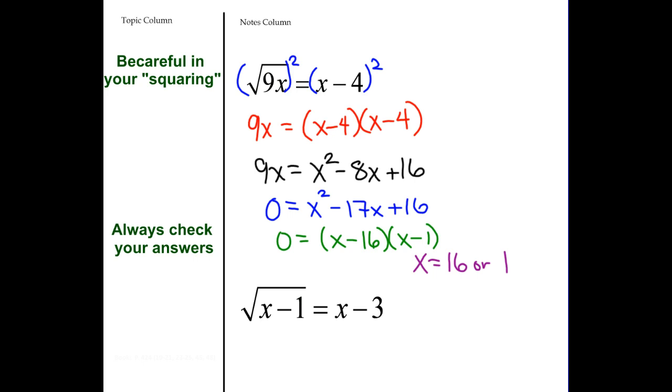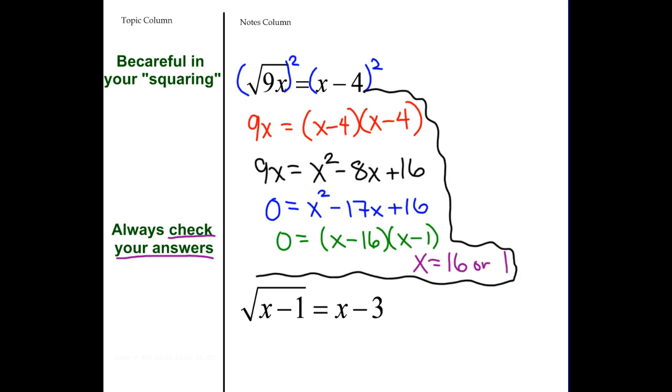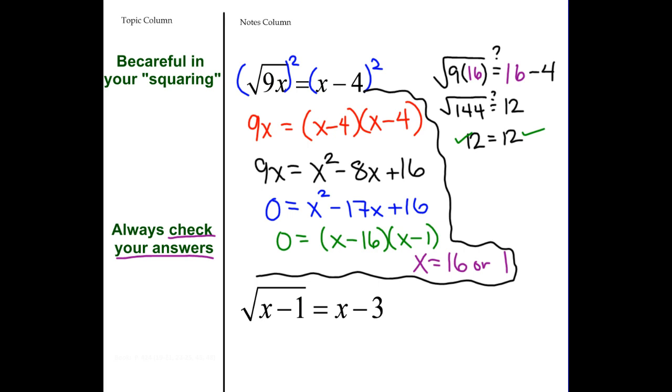But now we have to check our answers because not all of these answers are going to work. We have to check our solution. So let's check both of them. I'm going to check x equals 16 first. So I'm going to put that up here quick. And notice that 16 does work. It gets you 12 equals 12. So your answer works for that one.